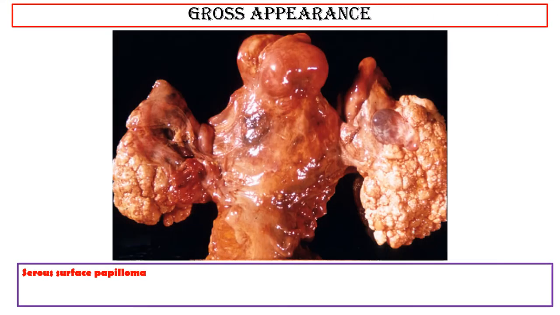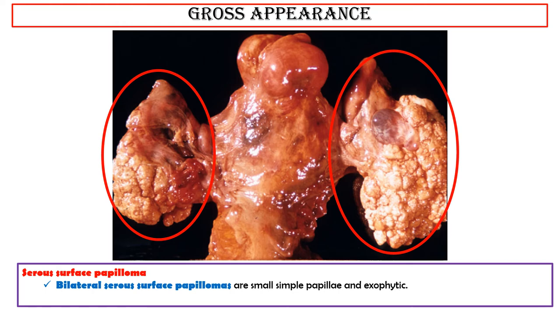Serous surface papilloma. This photo shows bilateral serous surface papillomas, which are small, simple papillae and exophytic. A subserosal leiomyoma is present in the uterine fundus.